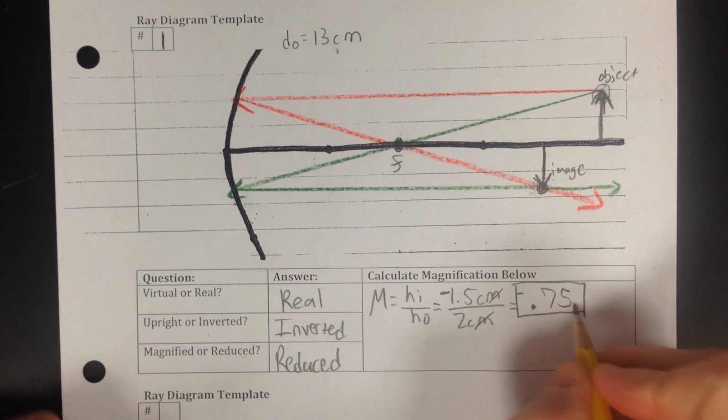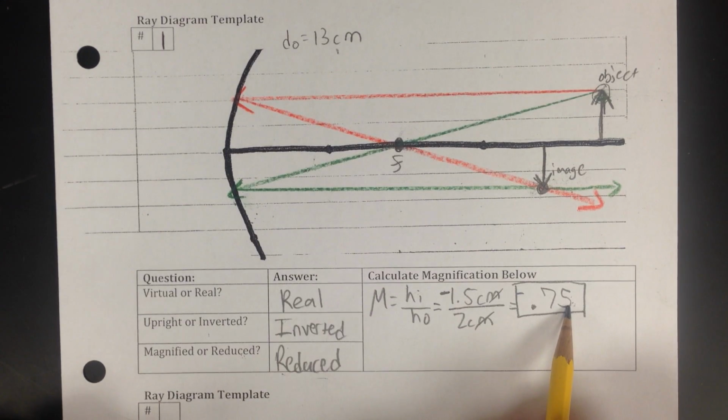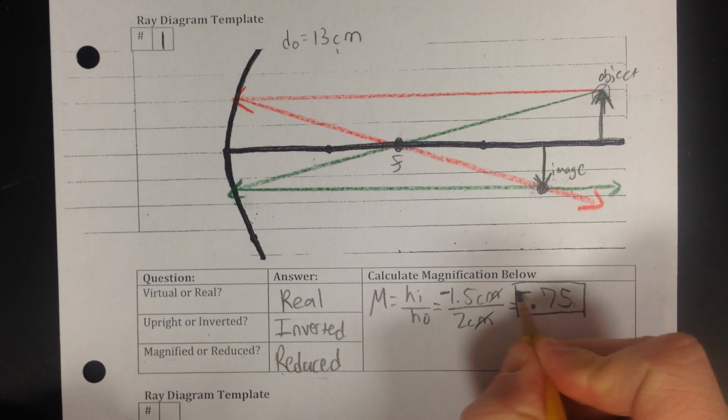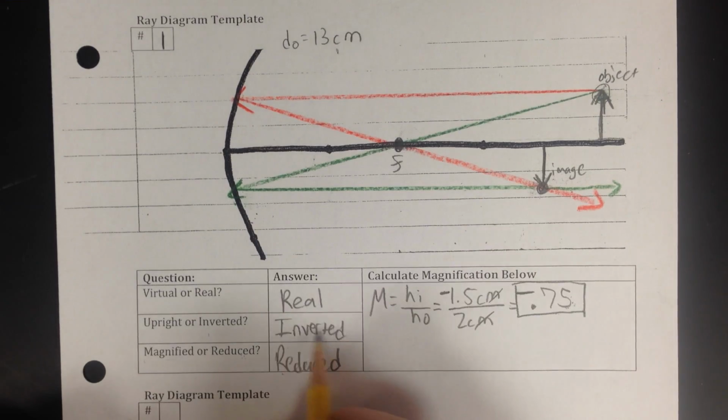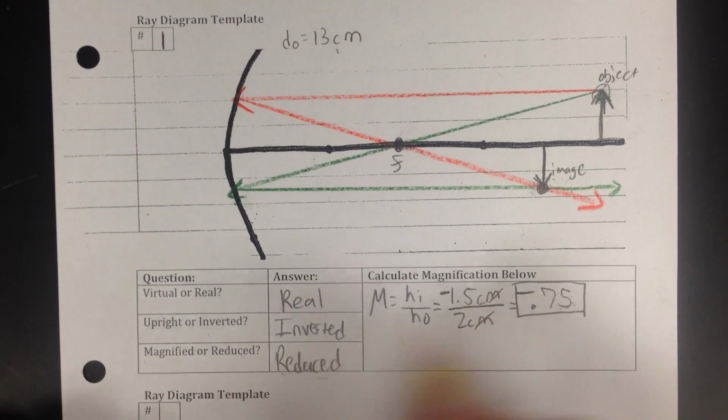Because the magnification is below 1, that means it's reduced in size. So all reduced size images should have a magnification below 1, being a decimal. If the magnification was 1 point something or 2 point something, then it would be magnified, not reduced. It's also a negative magnification. All inverted images have a negative magnification. If the image was upright, then it would have a positive magnification.